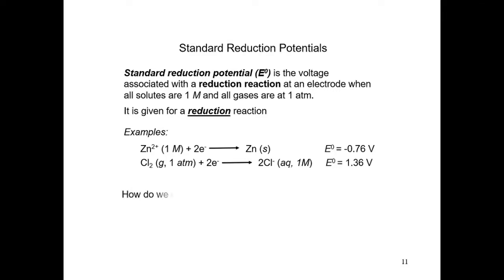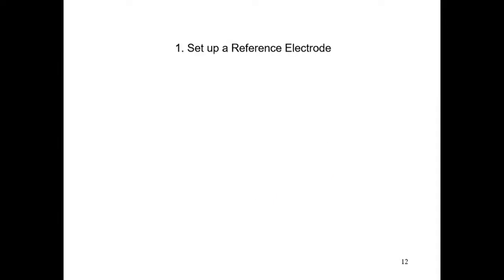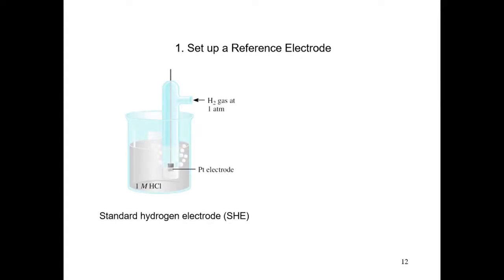Obviously, the question you're going to ask is, how do we obtain these values? Well, just like we did in thermodynamics, we're going to start by setting a standard or a reference. We're going to set up a reference electrode. This electrode is called the standard hydrogen electrode, or SHE. Notice that it's essentially a solution of 1 molar HCl into which is placed a platinum electrode. Of course, platinum is inert, and hydrogen gas is pumped in at 1 atmosphere of pressure.